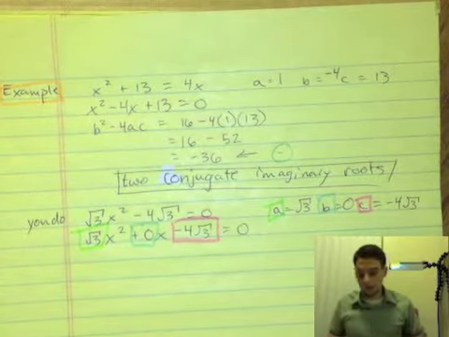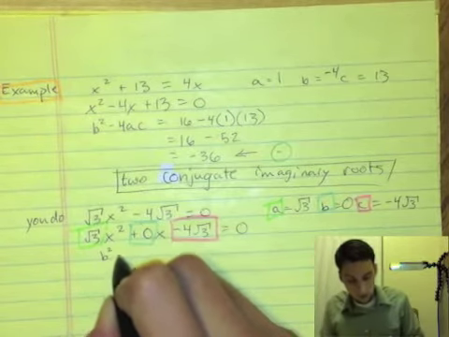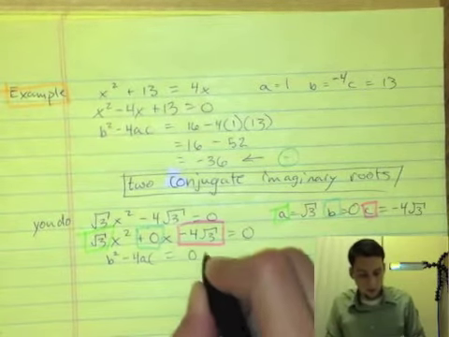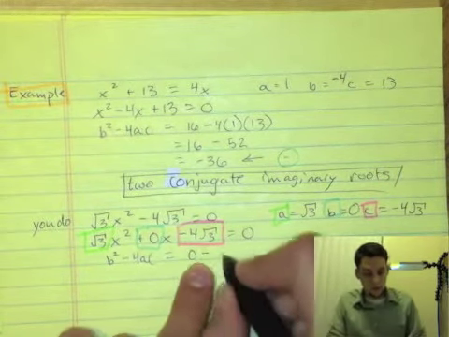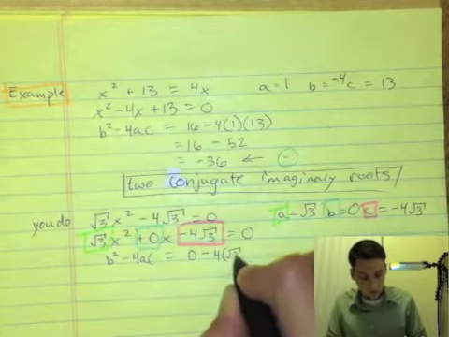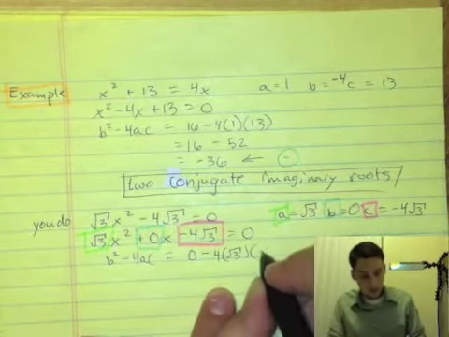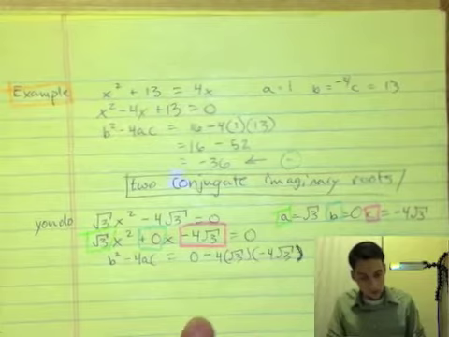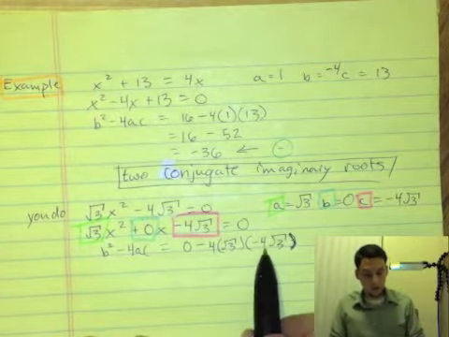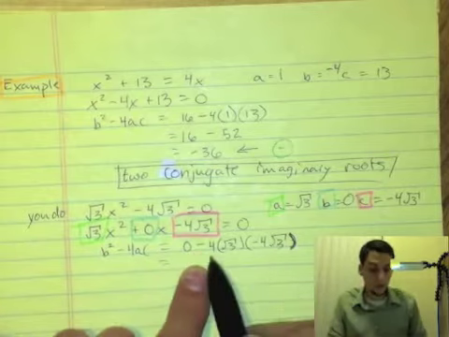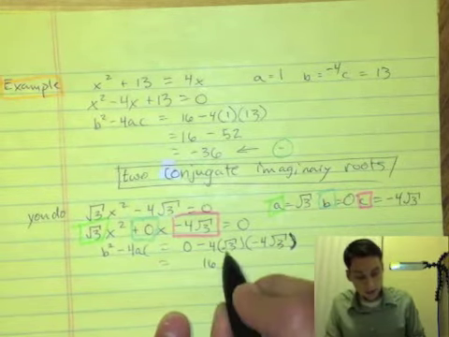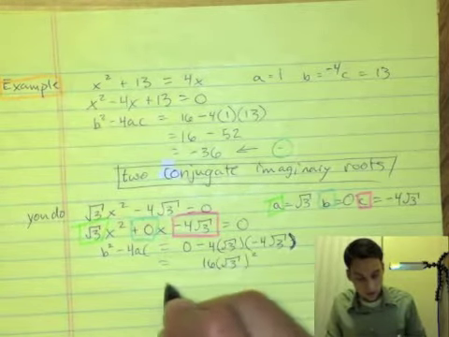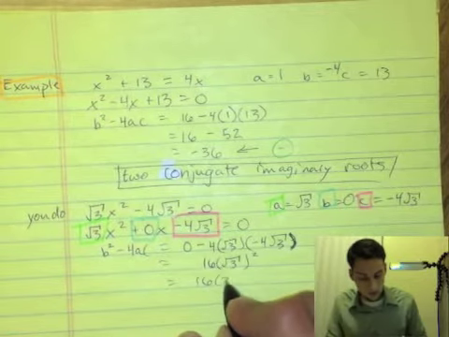Now that we found A, B, and C, we can find our discriminant. B squared minus 4AC. So B squared, 0 squared is 0. Minus 4 times square root of 3 times negative 4 square root of 3. So what do we have? Negative 4 times negative 4. This is 0, so we can ignore it. Negative 4 times negative 4 is 16, positive. Square root of 3 times the square root of 3 is the same thing as square root of 3 squared, so that becomes just 3.